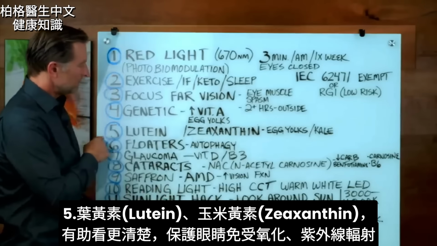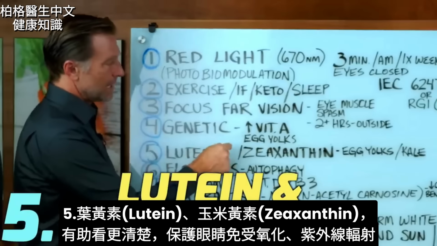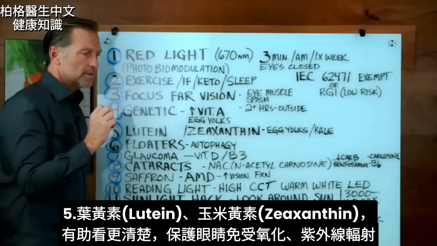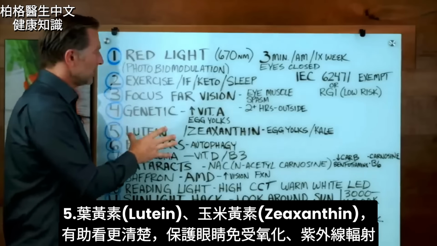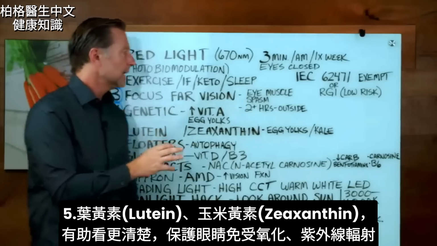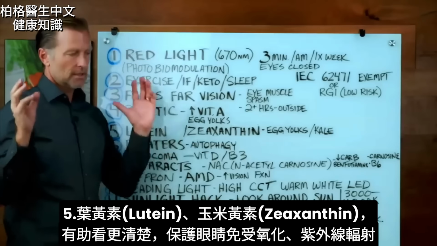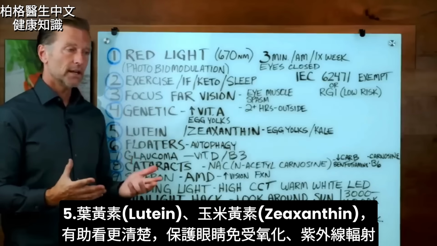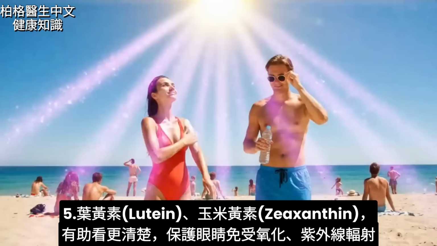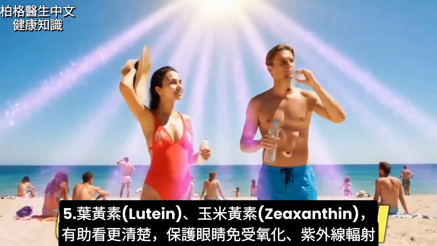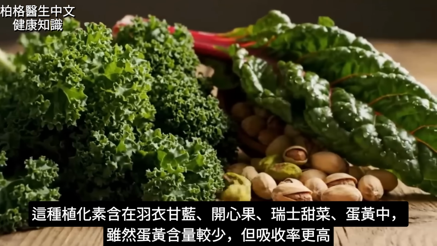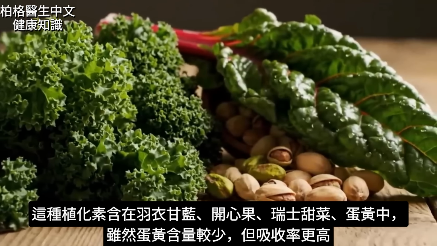Let's talk about number 5, lutein and zeaxanthin. Both of these can help you see better. Both of these protect the eye against oxidation. So they're very protective. They're very necessary. They also protect you against too much UV radiation. These 2 phytonutrients are also in kale. They're in pistachios. They're also in Swiss chard.